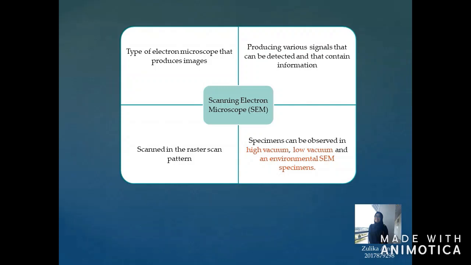The electrons interact with electrons in the sample, producing various signals that can be detected and that contain information about the sample's surface topography and composition. The electron beam is generally scanned in a raster scan pattern, and the beam's position is combined with the detected signal to produce an image. Specimens can be observed in high vacuum, low vacuum, and in an environmental SEM, specimens can be observed in wet conditions.